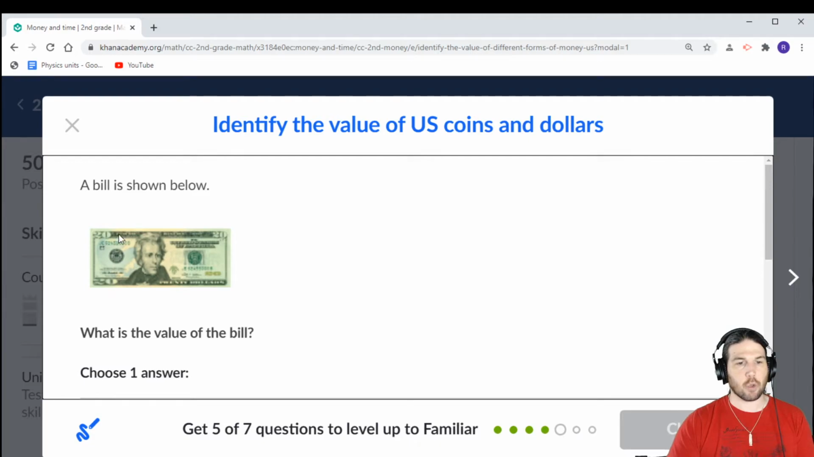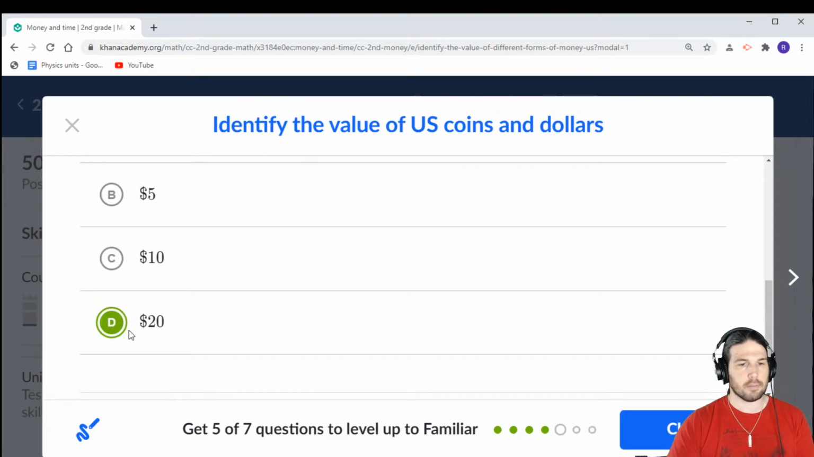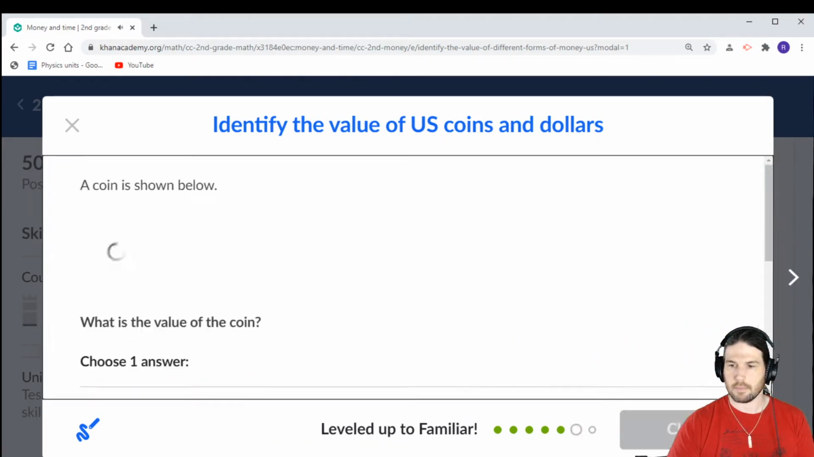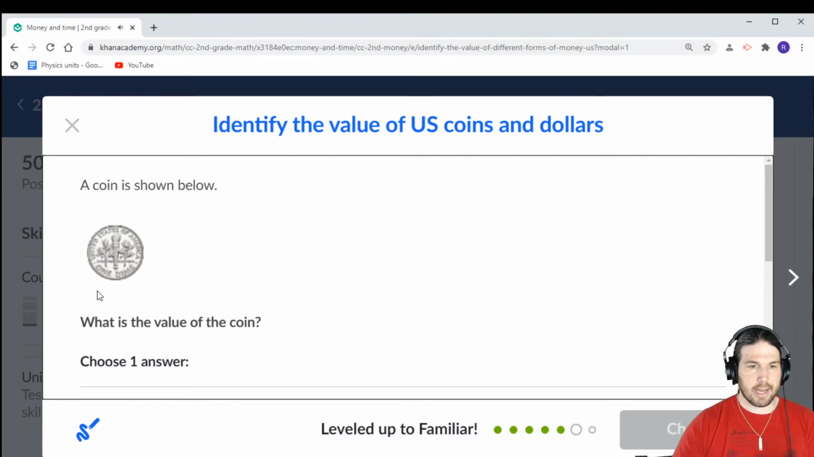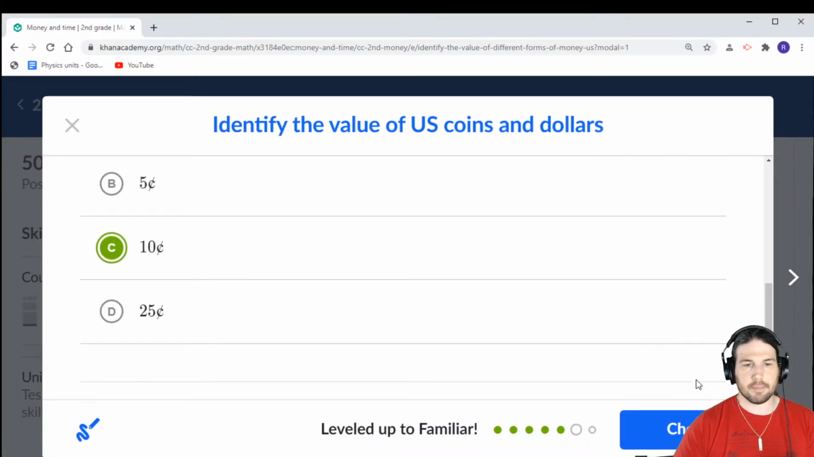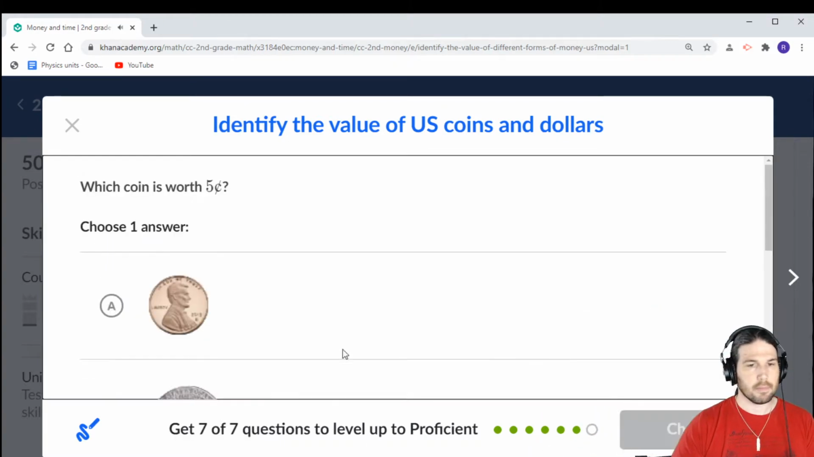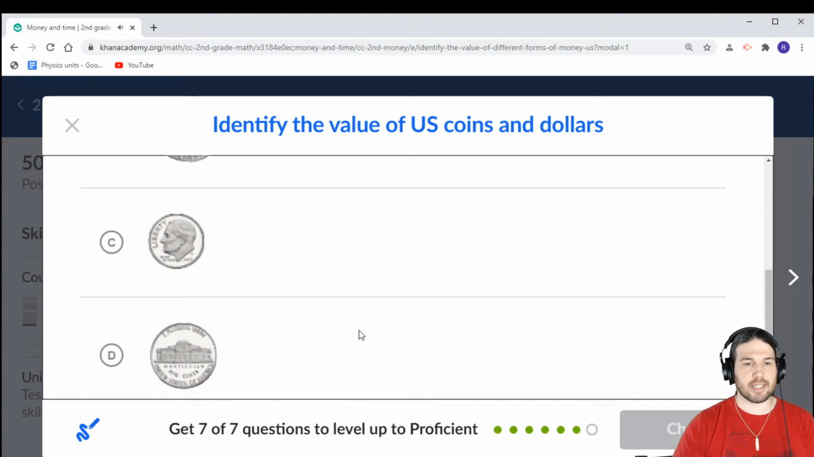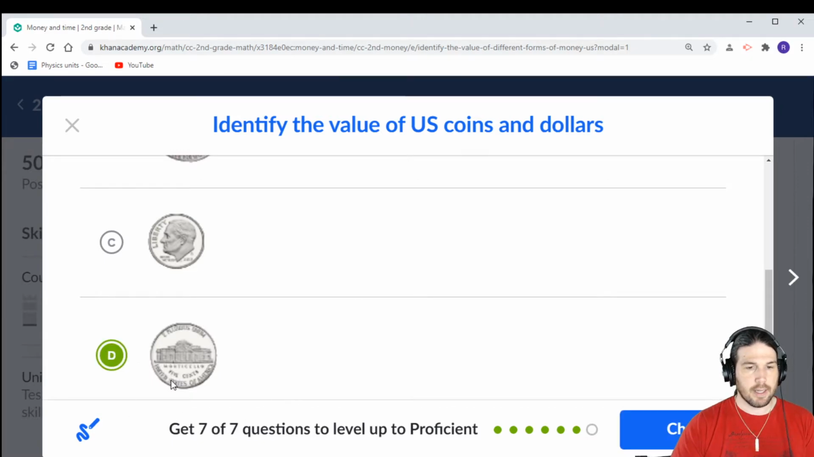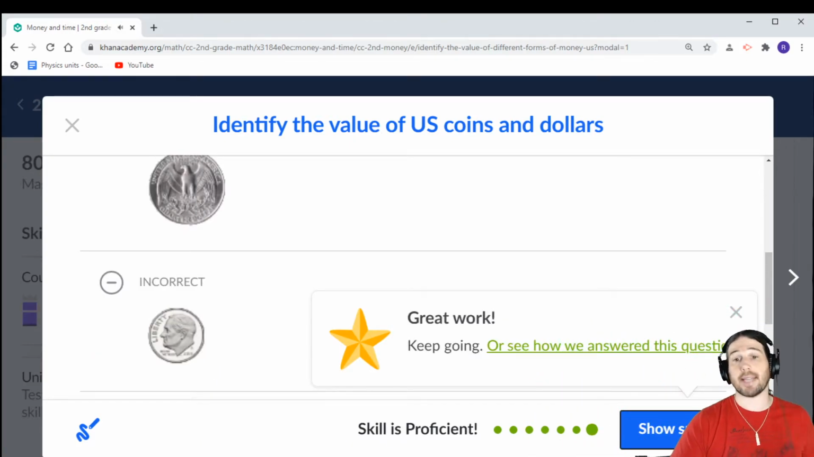There is a $20 bill below, and this one dime is 10 cents. Again, not 0.1 cents or 0.10 cents. What coin is worth 5 cents? Well, that would be this nickel. It actually says, if you look really close, 5 cents underneath the building. And that's coins and dollars.